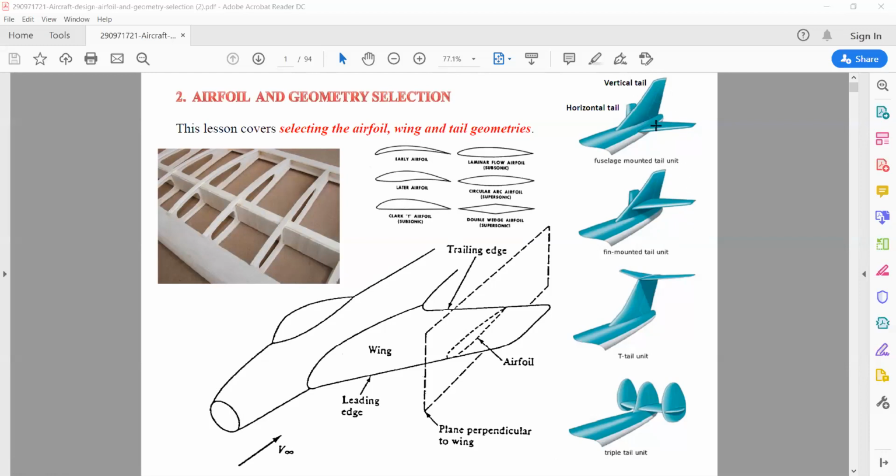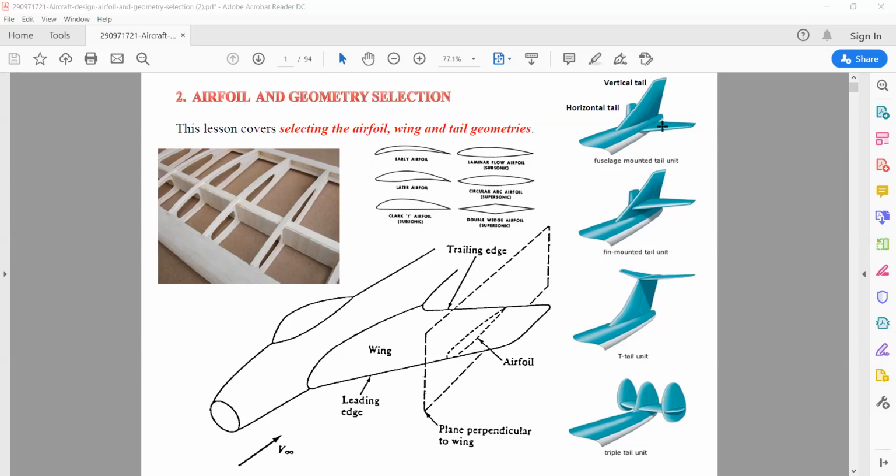And here also, the cross section of the tail, when you cut into it, we can see the airfoils. Mainly symmetric airfoils will be used here. I'll show you the difference between the cambered airfoil and the symmetric airfoil. How many types of airfoils do we have? One is the cambered airfoil, another is the symmetric airfoil. I will discuss the NACA series and how the nomenclature is done.